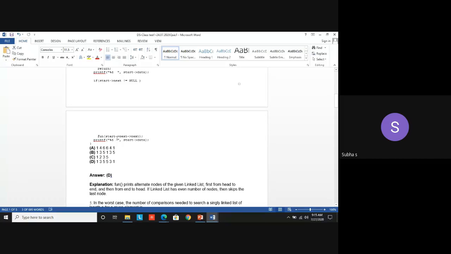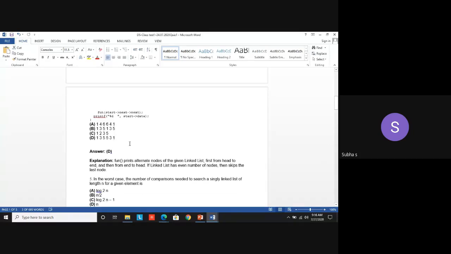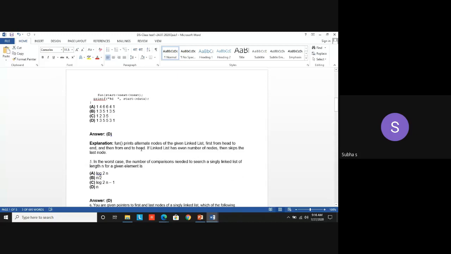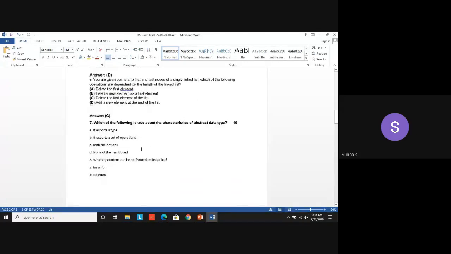If I am calling the function with start arrow next, then with 1, 2, 3, 4, 5, it will print like that. But I mentioned it specifically as start arrow next, so it will print the elements in alternate order: 1, 3, 5. 5 is your last element. Again it will reverse, and 5, 3, 1 will be printed. Got it? So these are the common things.